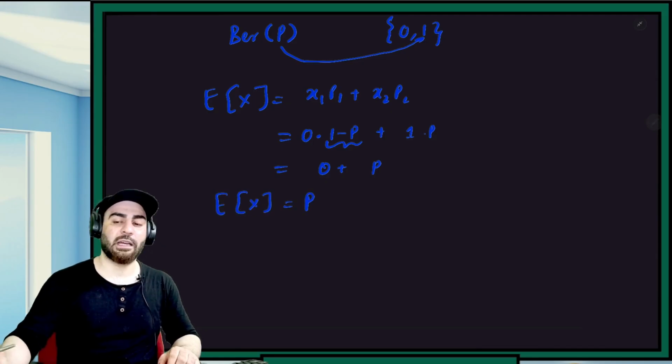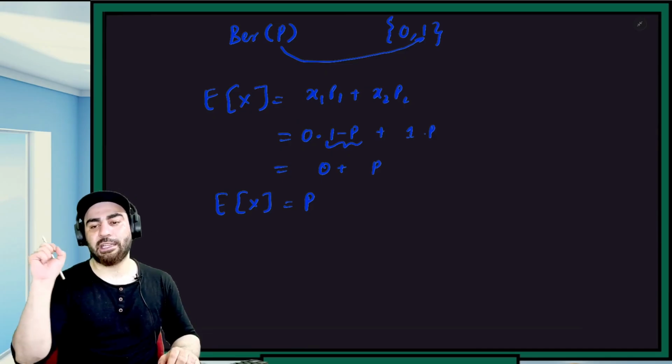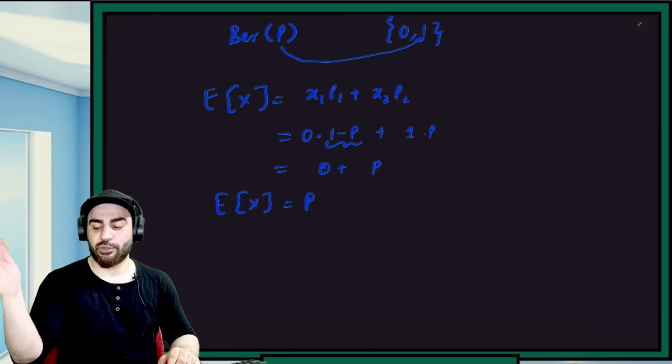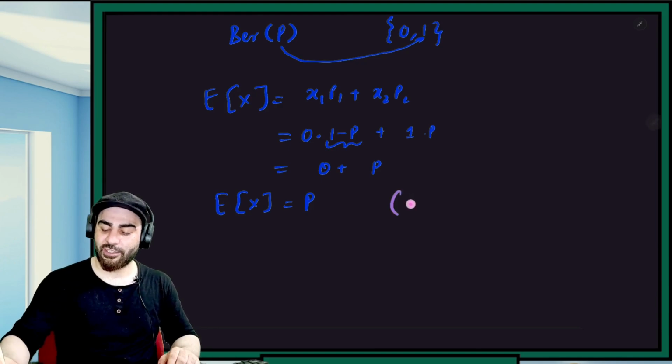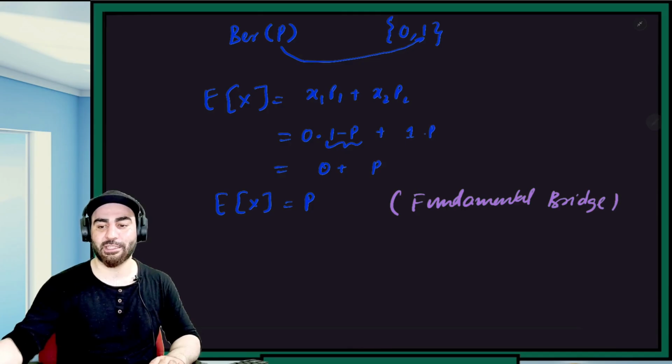So in the Bernoulli distribution, you can clearly see that the expectation is p. This is called the fundamental bridge. Why this name for it even? This is so simple, but you will see that this bridge gets used multiple times in order to prove other things.